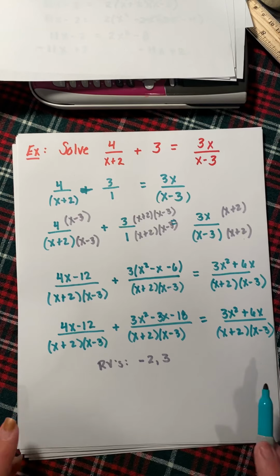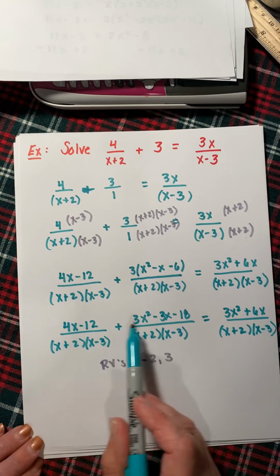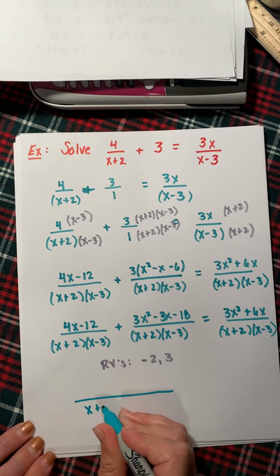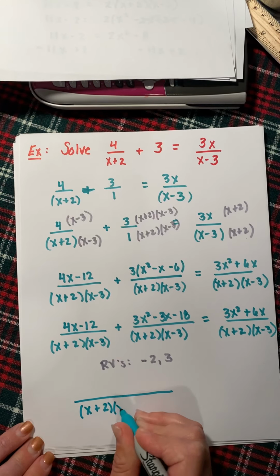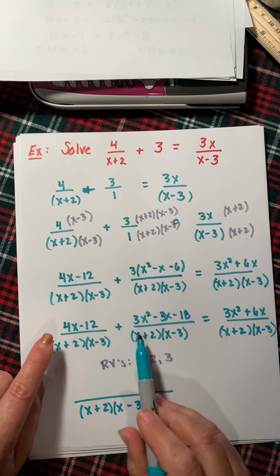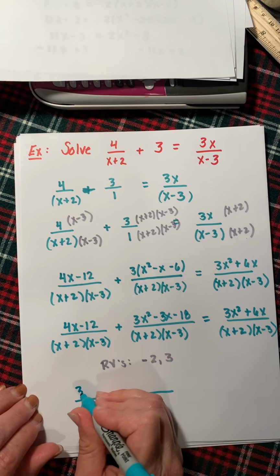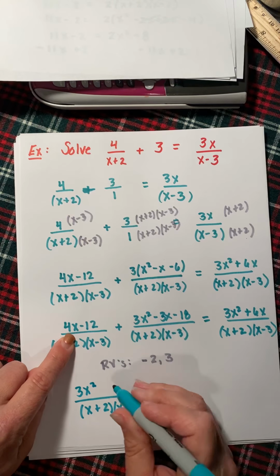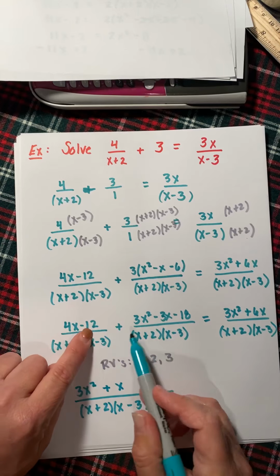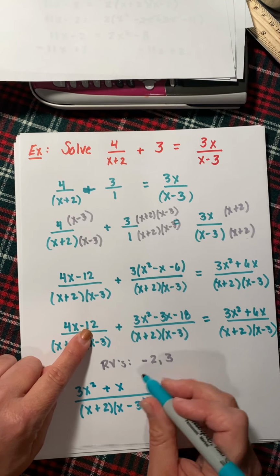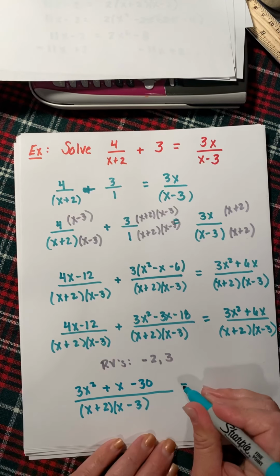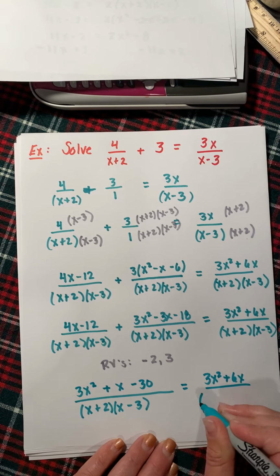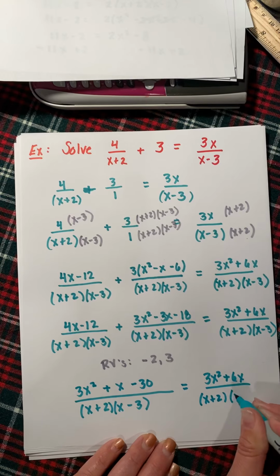All right, so now we have common denominators across the board. Let's add these two numerators and keep the common denominator on the left. I'm just going to go straight forward. There's only one x squared term, so that's going to be 3x squared. I have 4x plus negative 3x, so it's going to be plus 1x. And negative 12 minus 18 is going to be negative 30, equals 3x squared plus 6x all over x plus 2 times x minus 3.